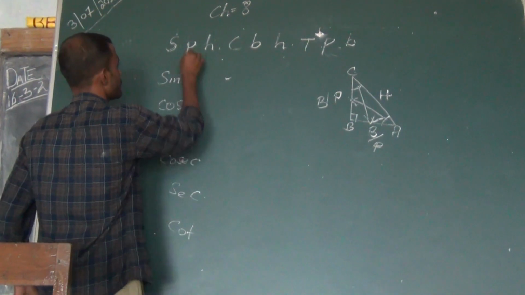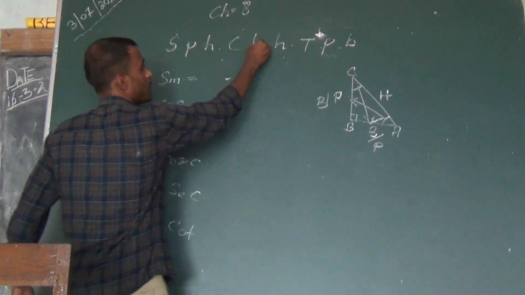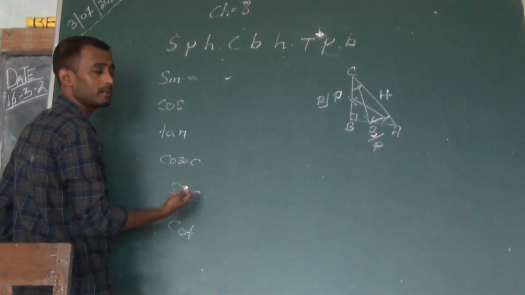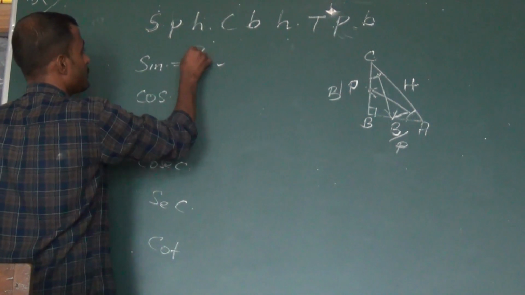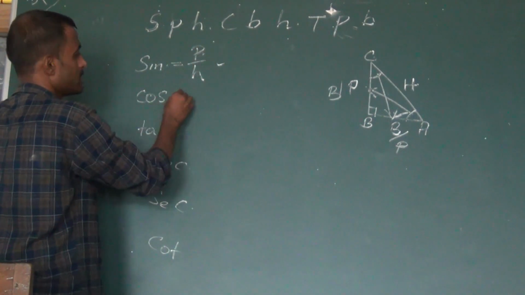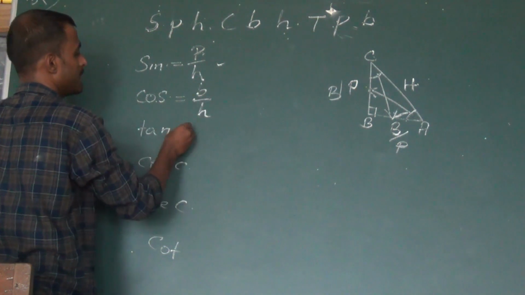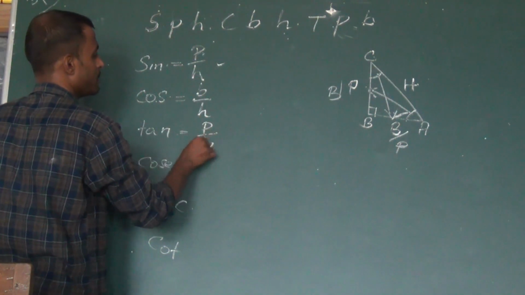Sin, PH. Some people have curly brown hair turns pure black. This one you know, right? If you know this, that means you know all these formulas. Very simple. Sin means P by H. We put here P by H, opposite by hypotenuse. Cos means B by H, base by hypotenuse. Tan means P by B.